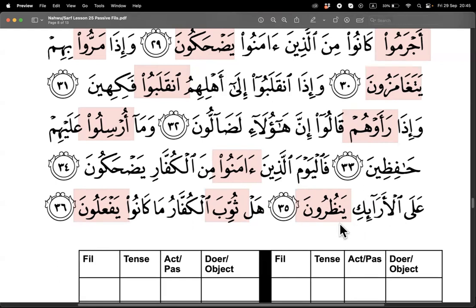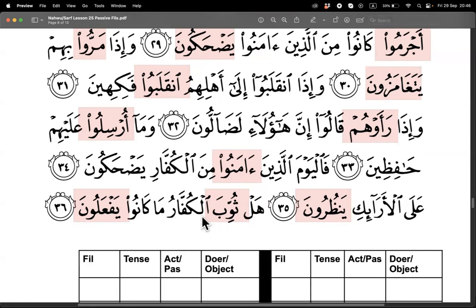Thank you, sis. Alright, next one, yanzurun. Yanzuru will be fi'il mudari, and then the fa'il will be, and then the pattern is maklum. Very good. Thuwiba, this one is fi'il madi, and then the pattern is majhul, and then the naibul fa'il is huwa.